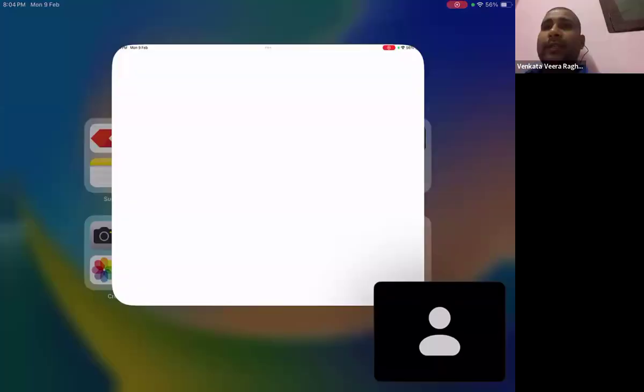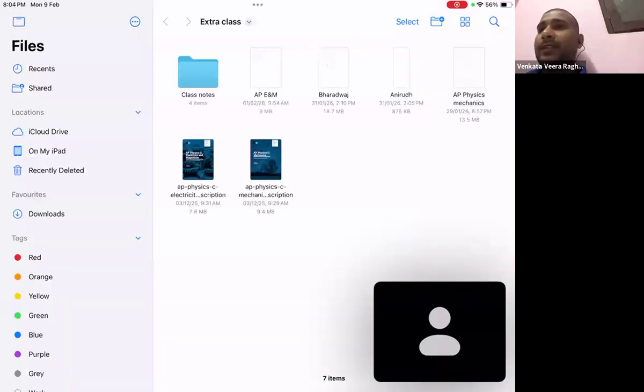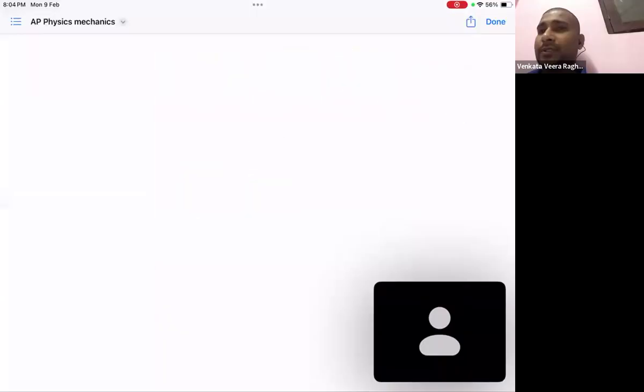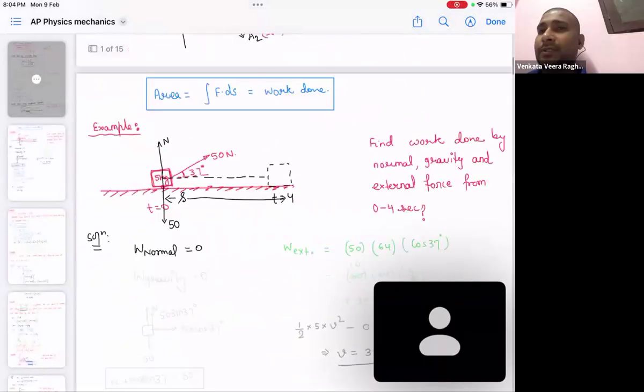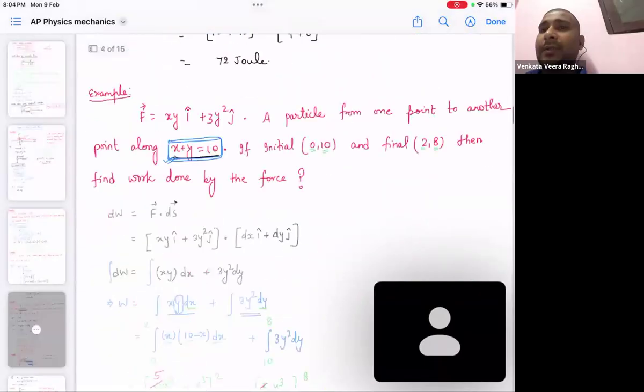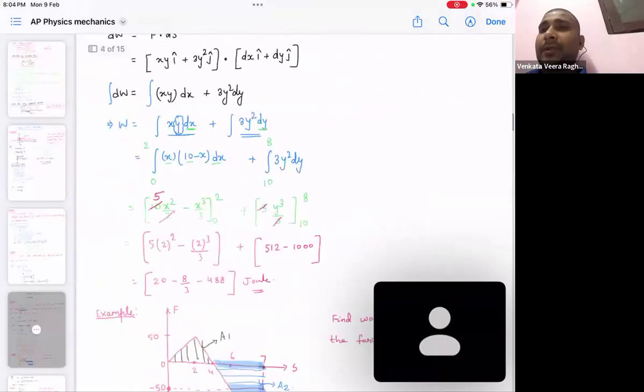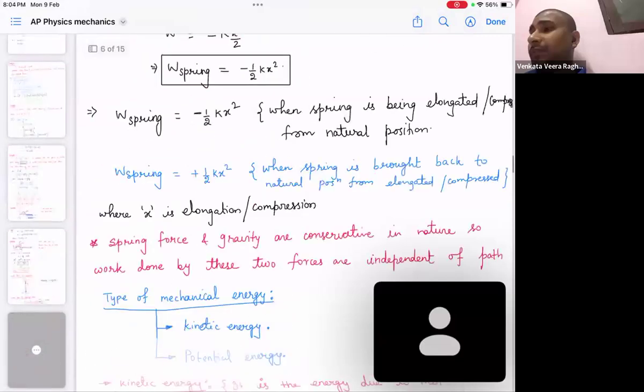So we were in work, energy, power, right? And in work, energy, power, we have discussed the questions on energy conservation. That was the last question we discussed. To apply energy conservation, what is the condition needed? Energy conservation requires that only the conservative force should be doing the work. Non-conservative forces should not work.